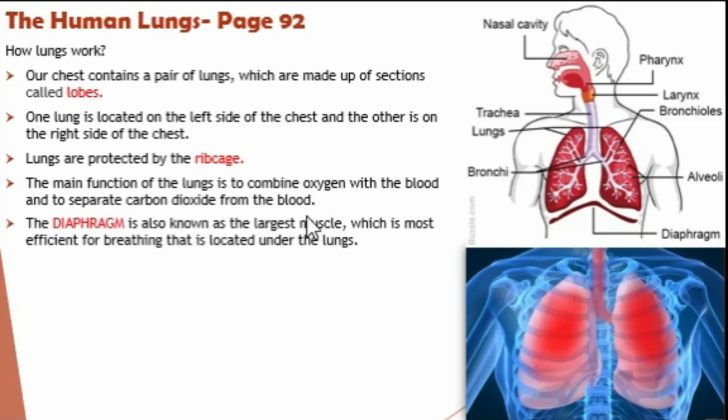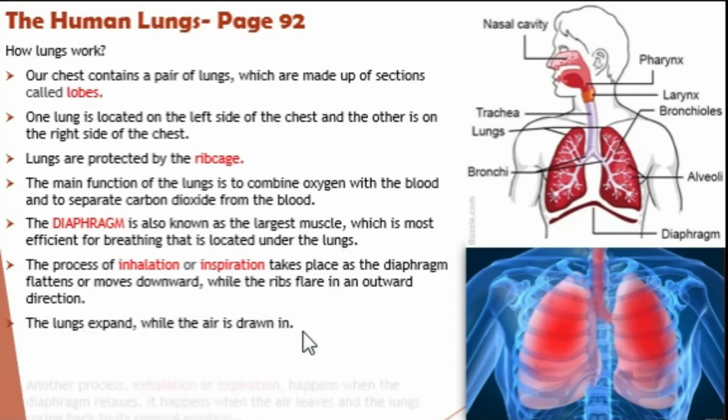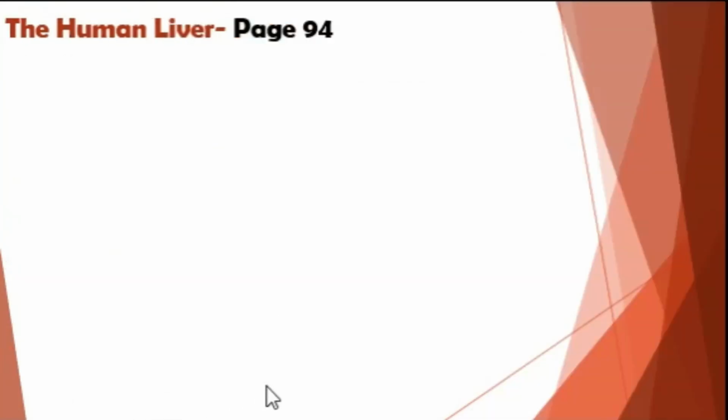The diaphragm is also known as the largest muscle, which is most efficient for breathing, that is located under the lungs. The process of inhalation or inspiration takes place as the diaphragm flattens or moves downward while the ribs flare in an outward direction. The lungs expand while the air is thrown in. Another process, exhalation or expiration, happens when the diaphragm relaxes. It happens when the air leaves the lungs, spring back to its original position.